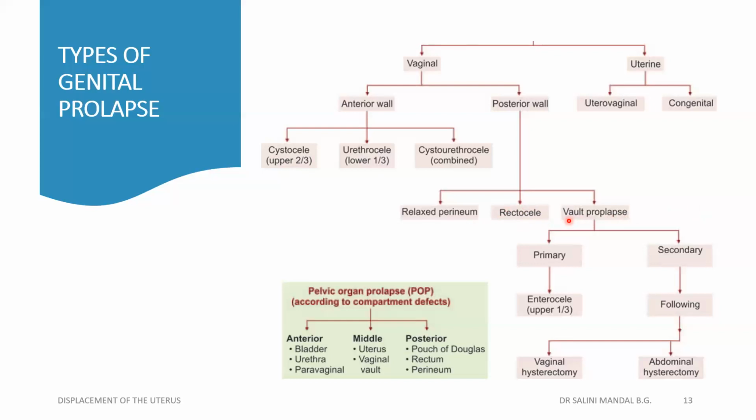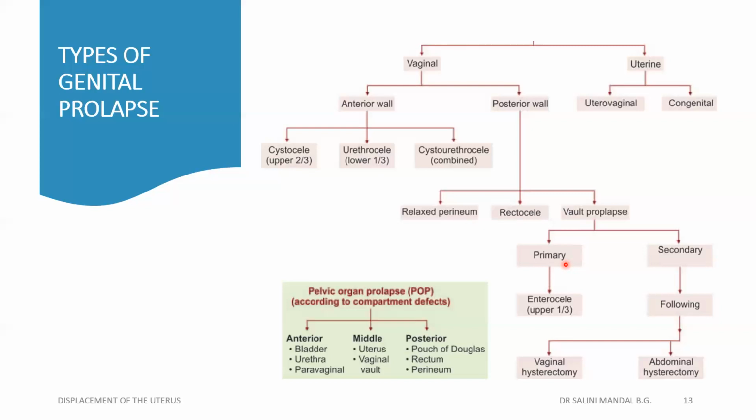The last one is the vault prolapse. In case of vault prolapse, we have two: enterocele and a secondary vault prolapse. One primary and one secondary. Now, we'll deal with the primary one, which is the enterocele basically. So, laxity of the upper third of the posterior vaginal wall. Here, middle is over. In relaxed perineum, lower third is over. Now, when there is a laxity of the upper third of the posterior vaginal wall, there will be a herniation of the pouch of Douglas.